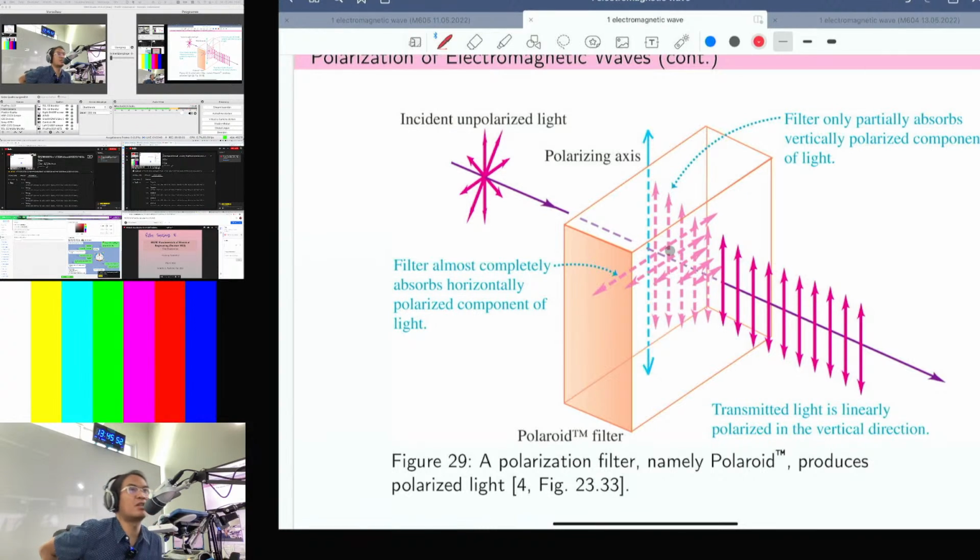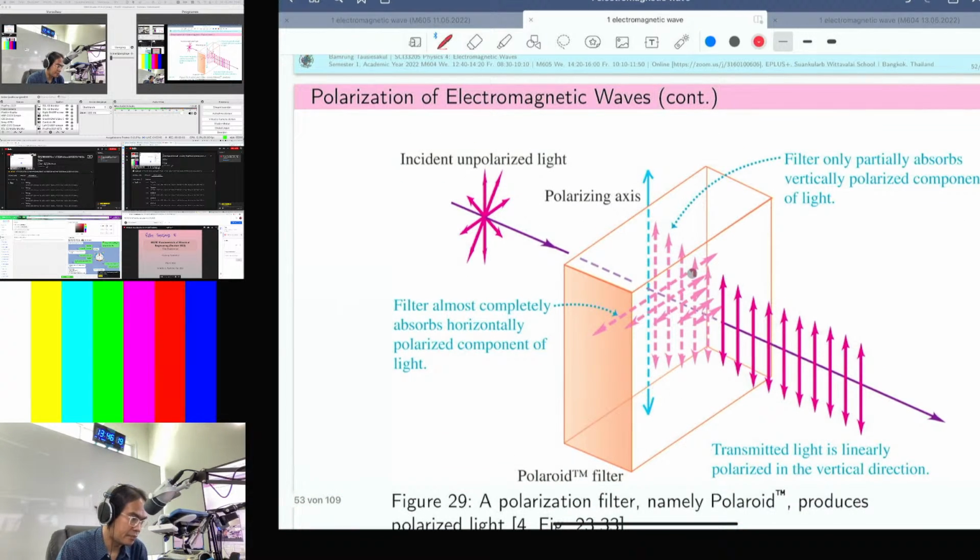But the percentage is not 100, it's about 80% in reality. Maybe in your generation you may be able to build a filter that can allow 100% of the light, but at the moment it's only 80%. A polarization filter, namely Polaroid, produces polarized light. It will block every light component that has an orientation apart from these.